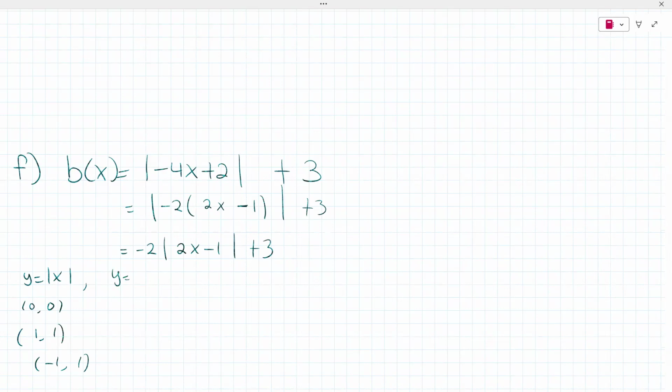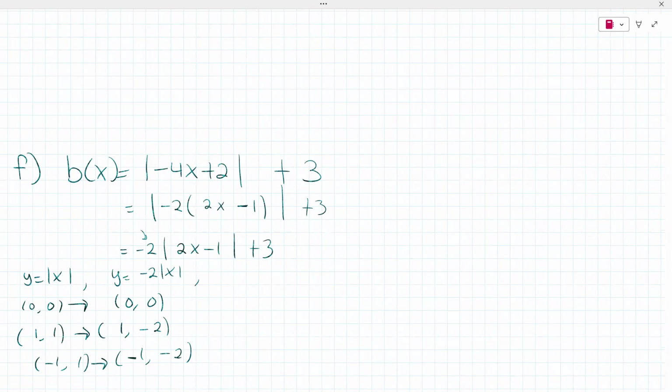So y equals, let's do the -2 absolute value of x. So we say that if there's a number right next to the absolute value, you multiply the y coordinate by that number. So 0, comma 0 will still be 0, 0. 1, comma 1 will be 1, comma -2. -1, comma 1 will be -1, and then multiply the y coordinate by -2.